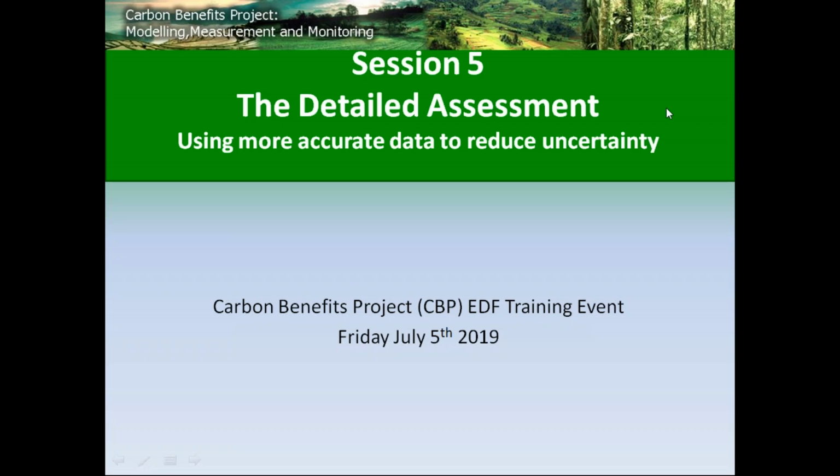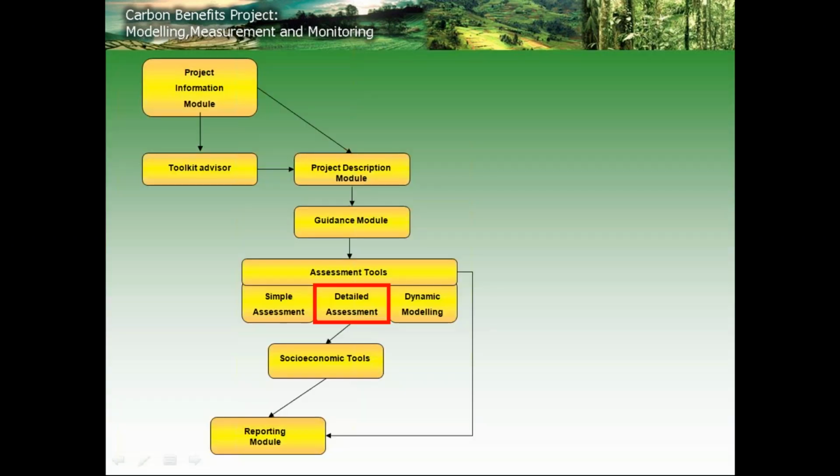So the detailed assessment is really a way of using more accurate data to reduce the uncertainty in the estimation that you make. So in the exercise that we did, we set up a project, we went through this project information module, you chose your tool from the Toolkit Advisor, you described spatially where it was you're working, we skipped through this guidance module, and we went and we used the simple assessment. So now we're just going to use the detailed assessment instead.